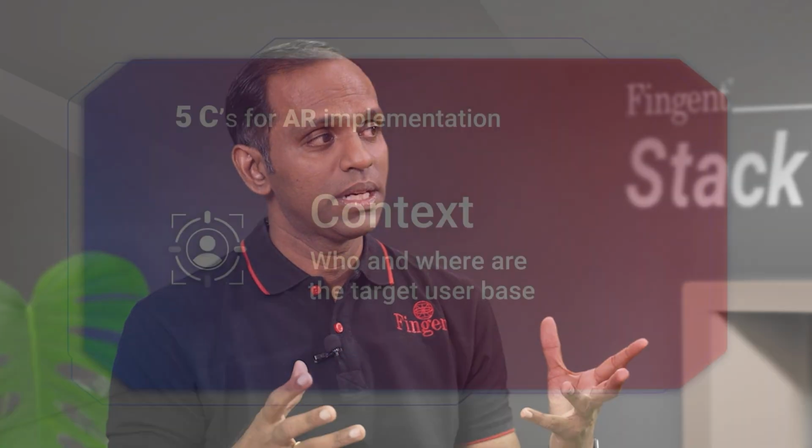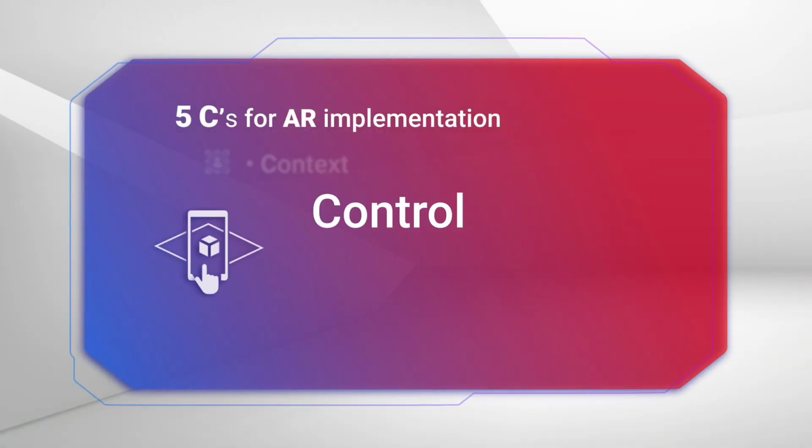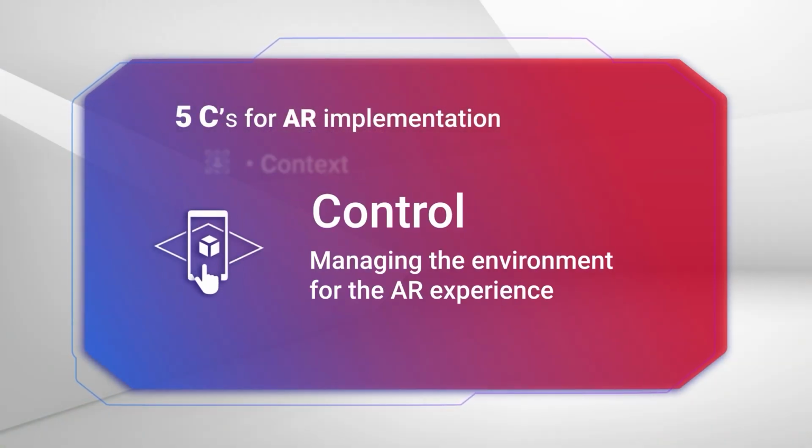The second element is control. Control talks about environment, lighting, as in how do you control the environment in which the consumer or the end client is going to engage with your product, with your store, with your online. So how do you highlight that engagement, that touch point of an AR touch point?